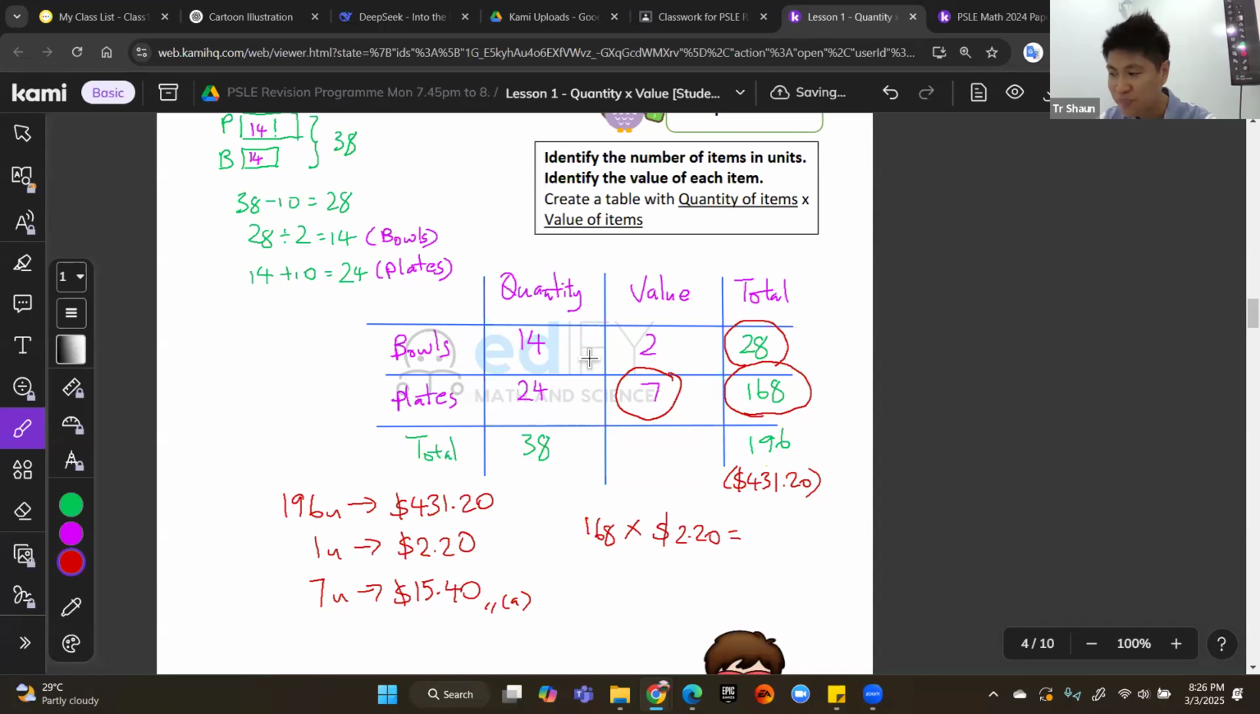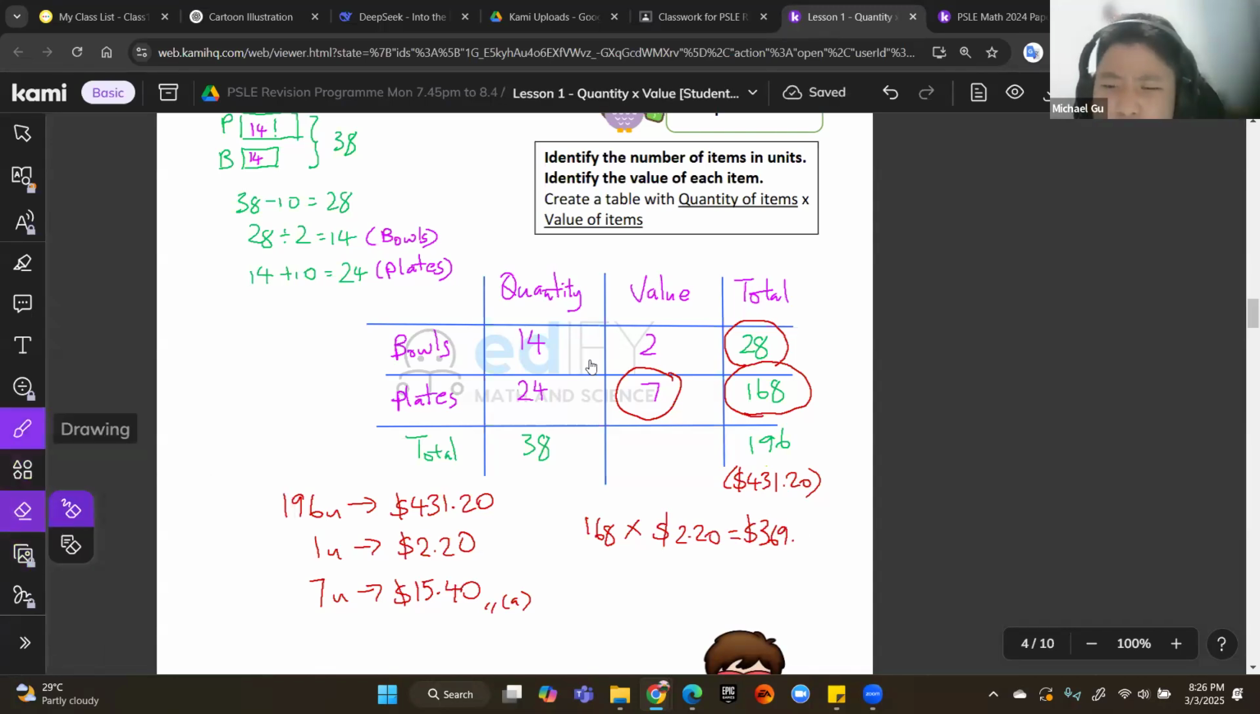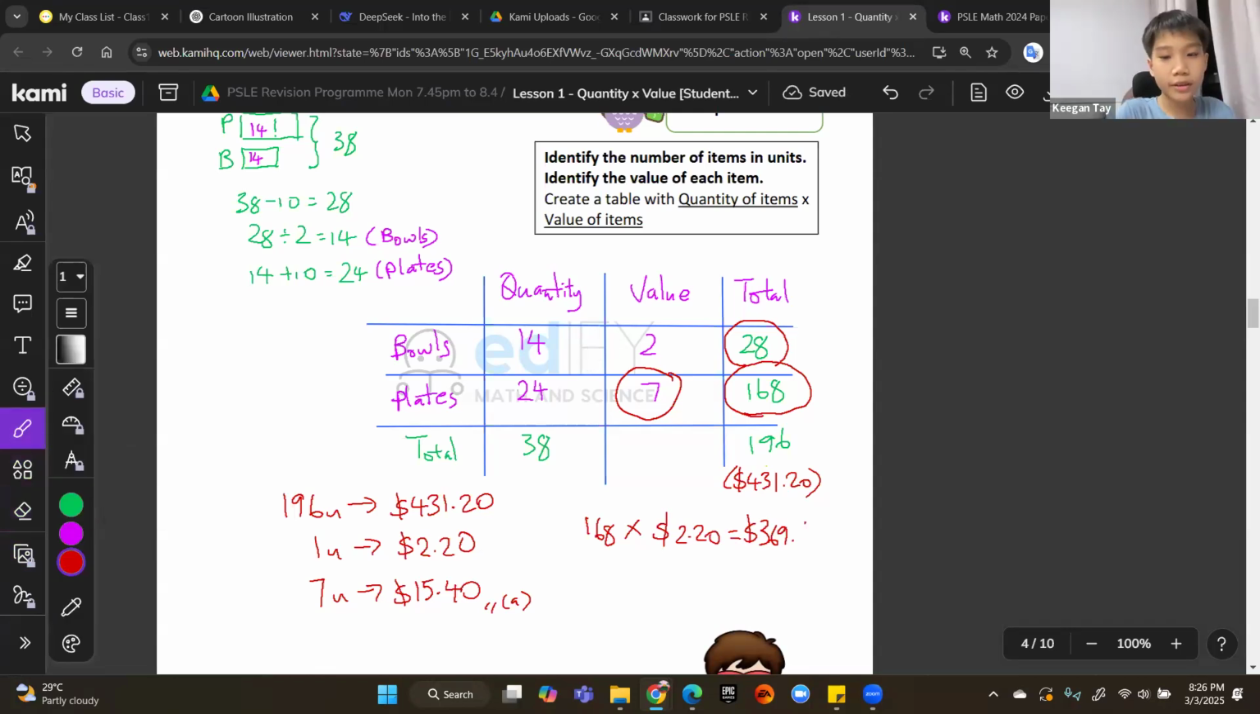So that will give me 36920. Oops. Is it 36920? Uh, 36960, right? Wait, yeah, point six, 0.6, 0.6, 60, right? Yeah, okay, correct.